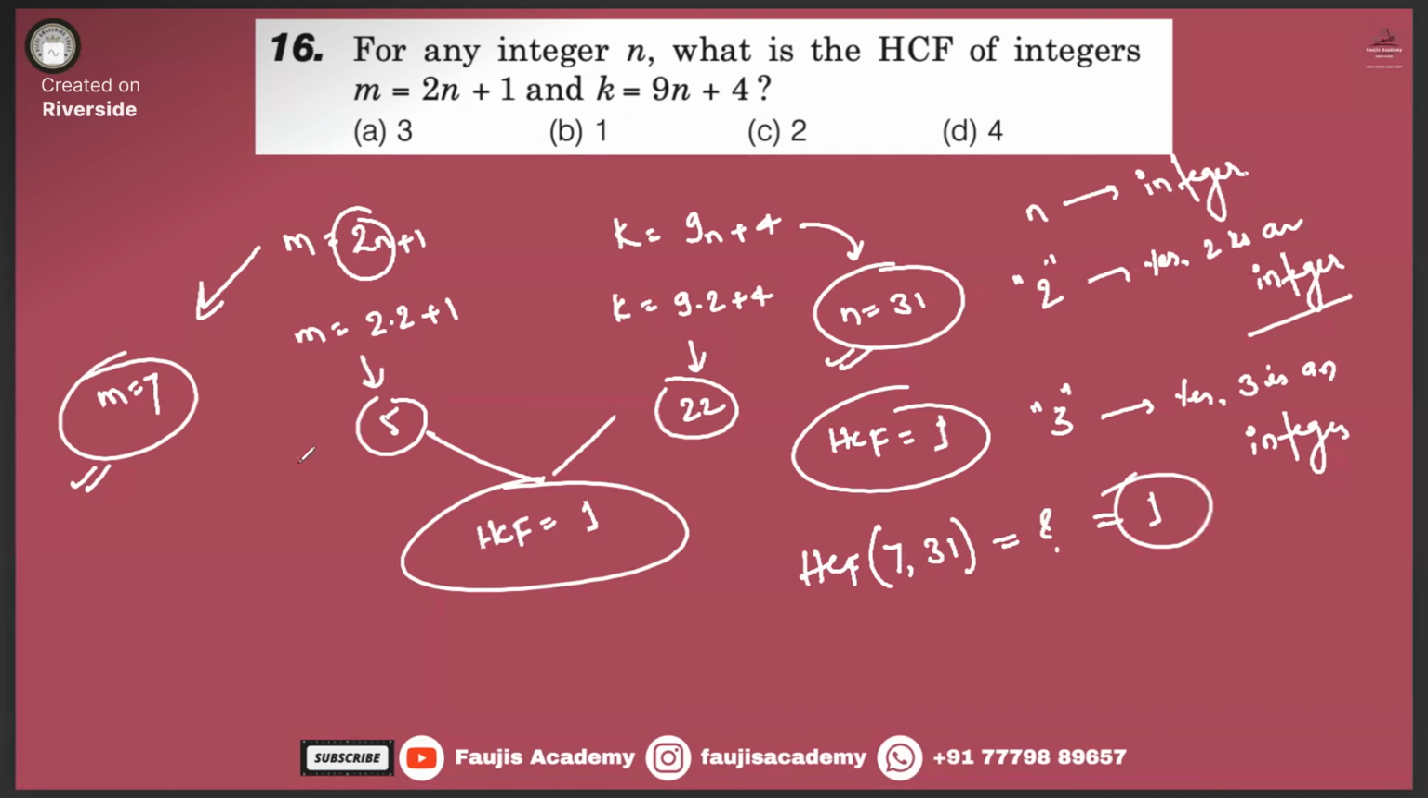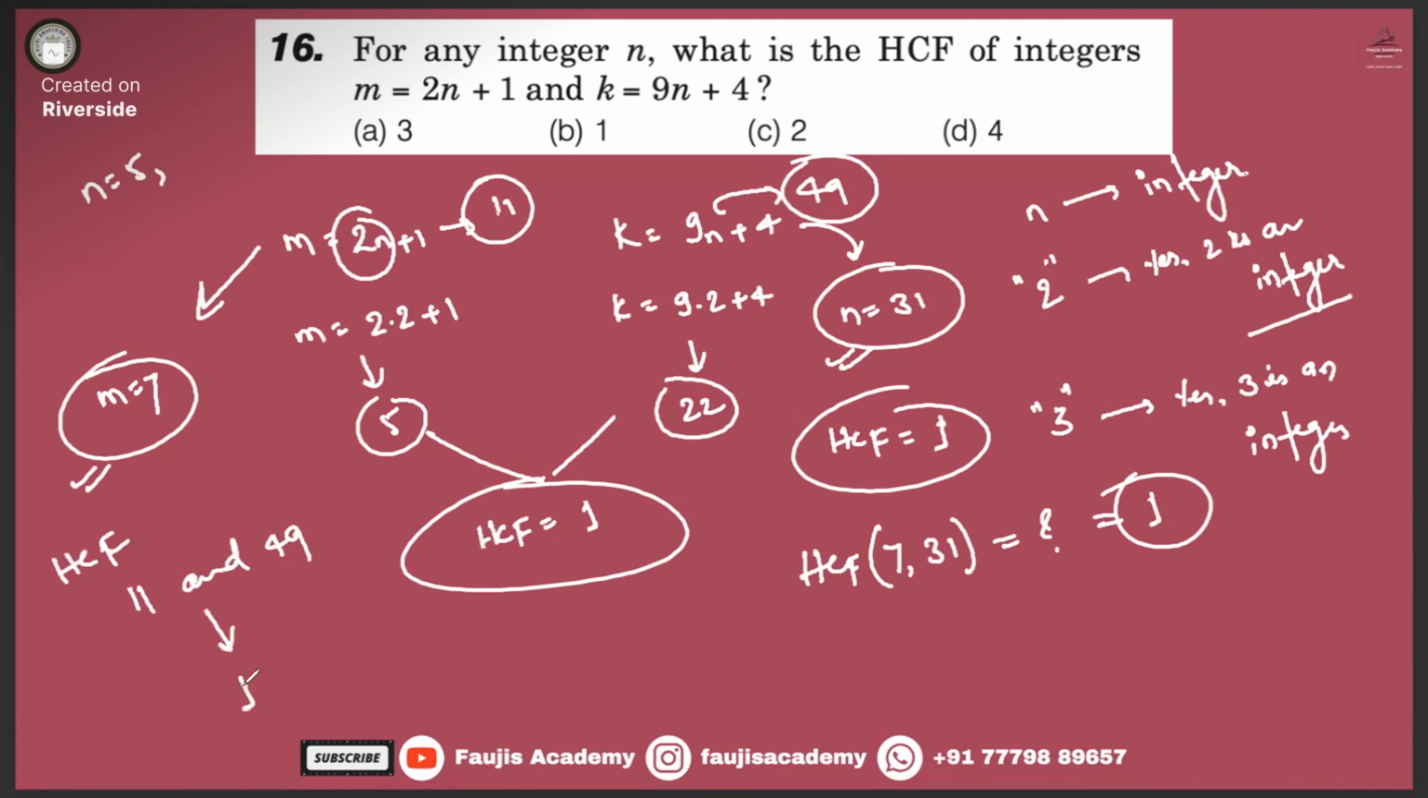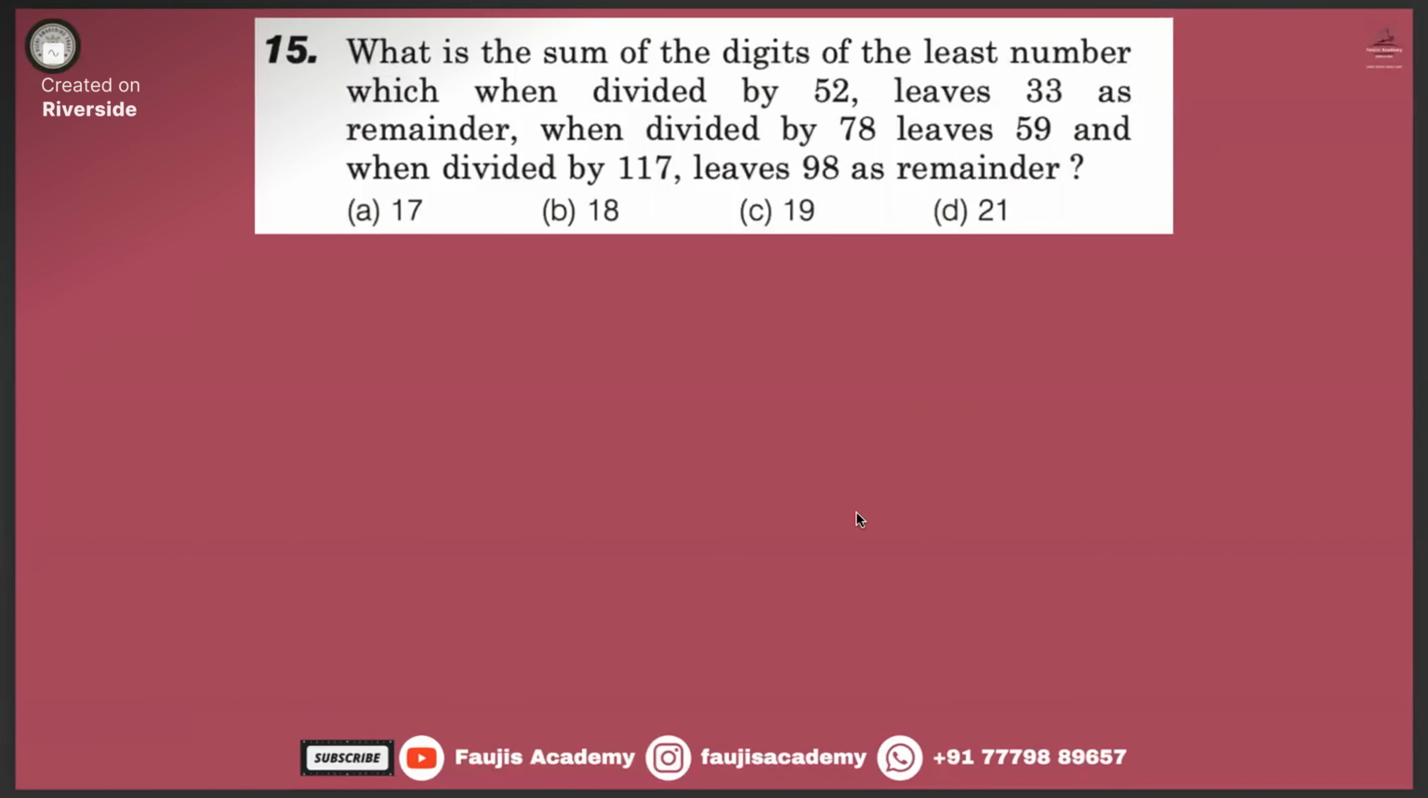Take some more numbers. Take n is equal to 5. If you take n is equal to 5, your m will become 11 and k will become 49. What is the HCF of 11 and 49? It's 1. So which option answer is correct? Option K. Yes, we have done this type of question.